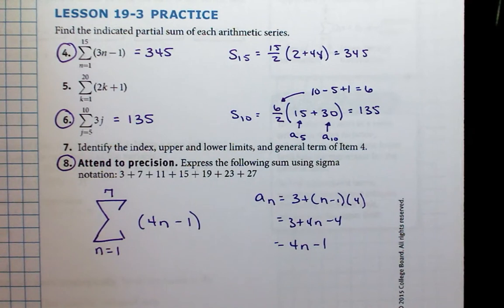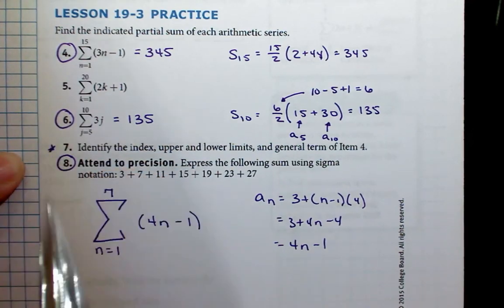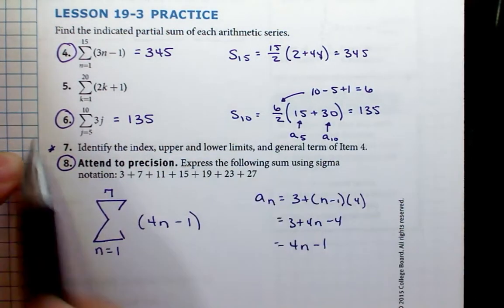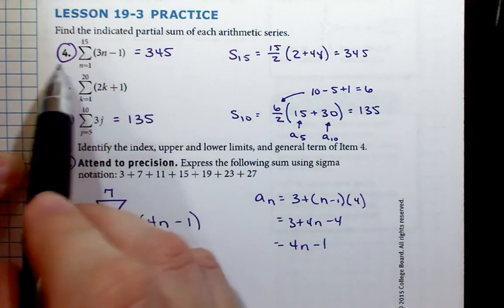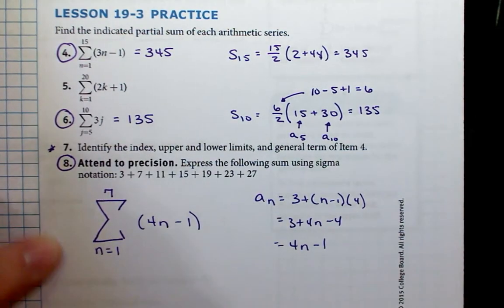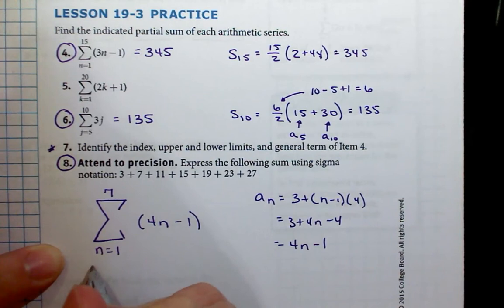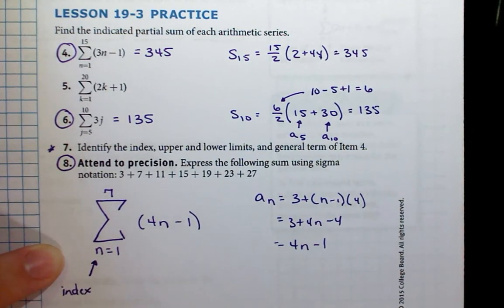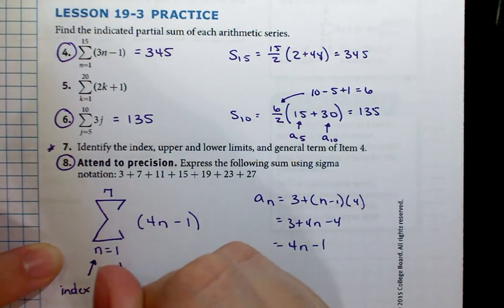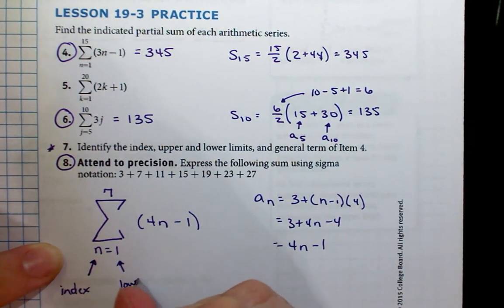All right, so 2 more things we're going to talk about. We're just going to summarize everything we've done in this arithmetic sequences and series part of our chapter. So first of all, this number 8, we're going to talk about the different pieces. So just a reminder that the n is the index, okay? The 1 is the lower limit.